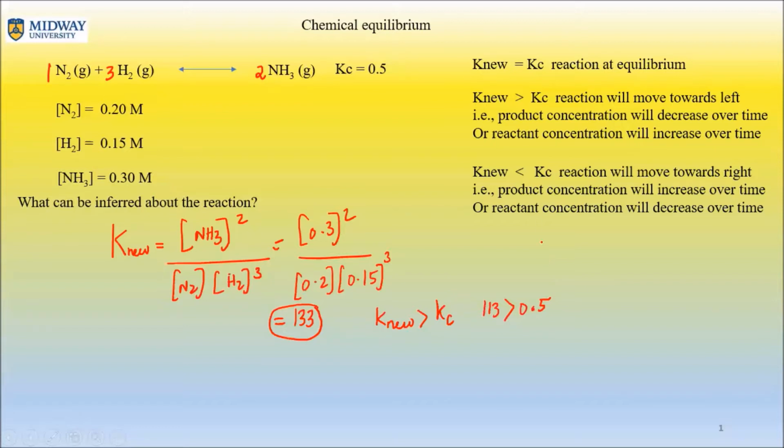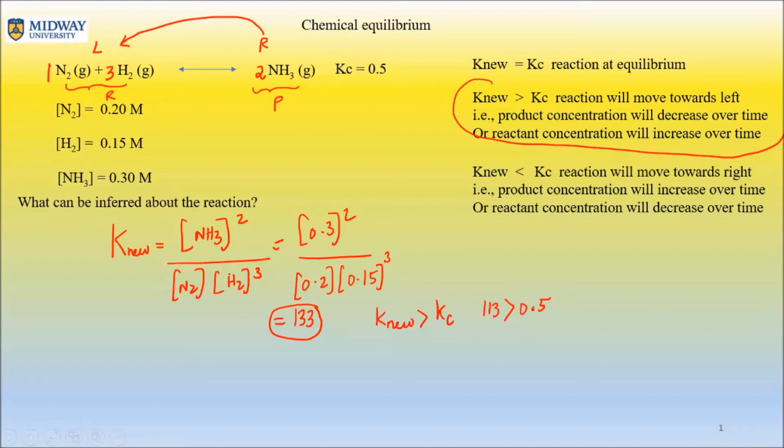So if K new is greater than Kc, the reaction will move towards the left. That is, this is the left, this is the right. The equilibrium will start to shift towards the left more. Doesn't mean it's going to go to the left and stay there. It will start to fluctuate towards the left side. That means product concentration will decrease. To us, this is the reactant always, this is the product always, right? So that means product will decrease, reactant will increase. That's all.